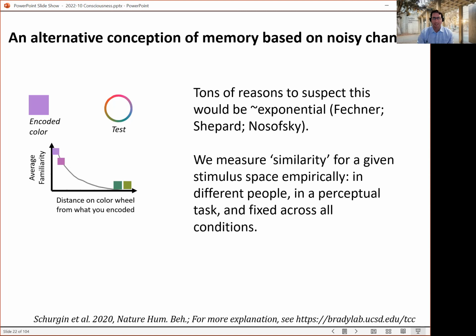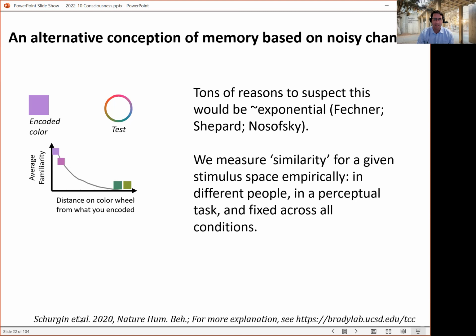And there's tons of reasons to suspect this would be basically an exponential-ish function. Like the perceptual discriminability is going to be exponential, like Fechner. The universal law of generalization, sort of how much we tend to generalize across stimulus spaces by Shepard, would suggest that. Nosofsky's done lots of great work on this in recognition memory and similarity spaces. There's tons of reasons to think that would look something like that. And I'll talk about that a little more later.